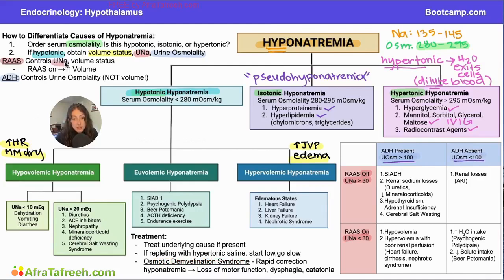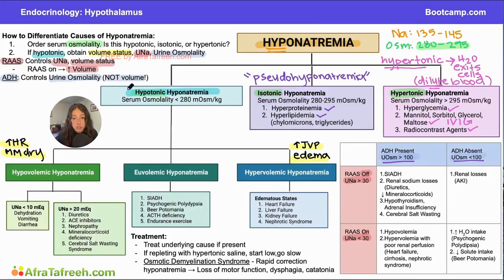RAS is going to be associated with the urine sodium, true, but it's also going to be very important for determining our volume status, our intravascular volume status, I should say. So RAS is going to be more responsible for your intravascular volume status than ADH is, and ADH is going to be more responsible for your urine osmolality and is not as responsible for volume status. And you should be thinking about that as we go through the physiology of each of these diagnoses.